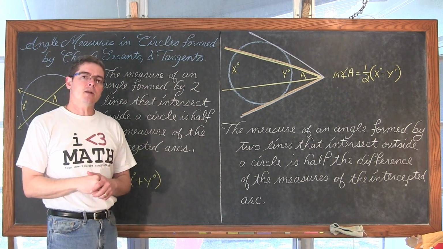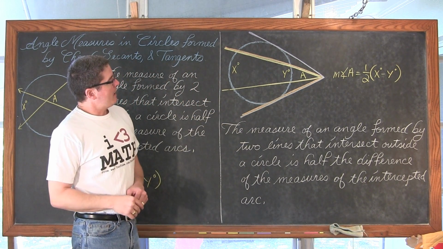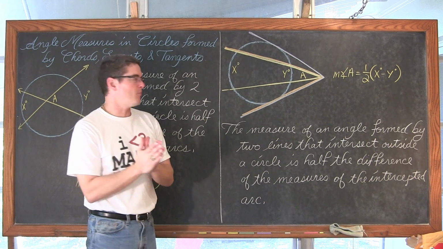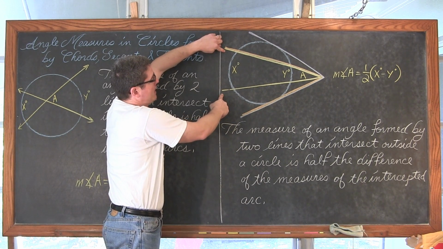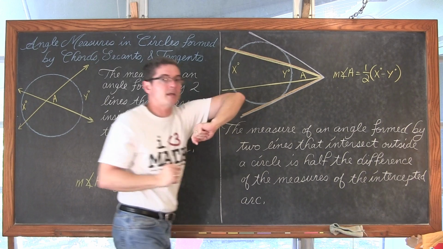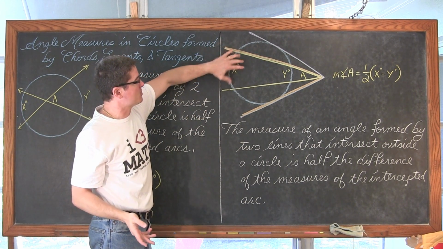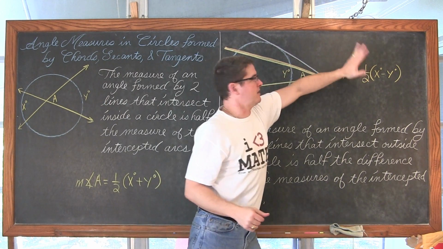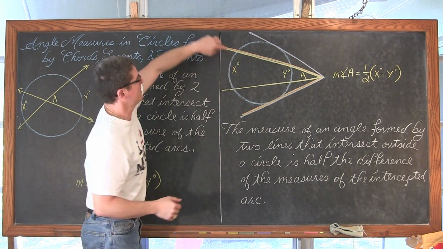Well, what happens when the intersection of these lines is outside the circle? I have two yellow lines, both of them intersecting the circle twice, and the intersection point is on the outside. I could call these chords again, but they're not segments, they're complete lines, and they actually extend on through this intersection. I just wanted to make a neater picture.